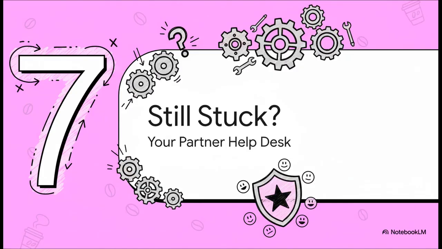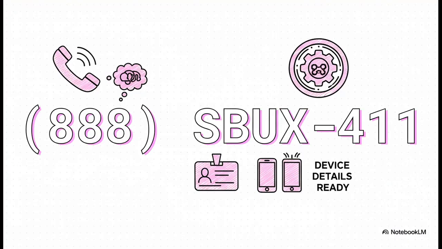But what if you've tried everything here and it's still just not working? Okay, don't throw your phone across the room just yet. There is a dedicated team that is ready to help you out. Do not be afraid to call the Enterprise Help Desk. The number is 888-SBUX-401. They are the pros who deal with this stuff all day. Just make sure you have your partner number handy when you give them a call.